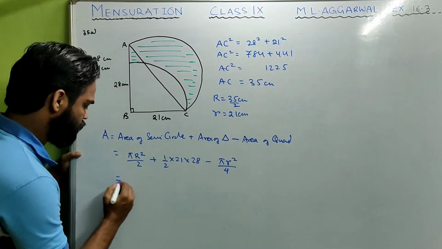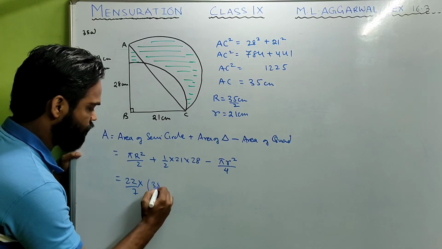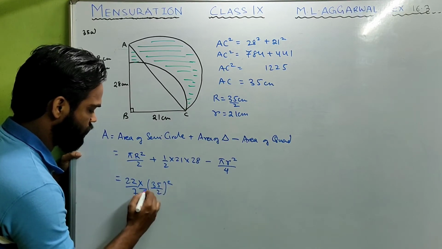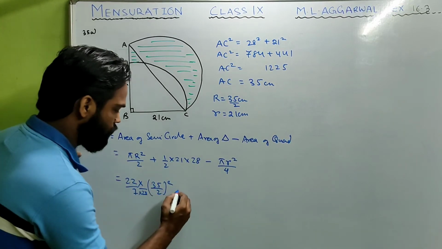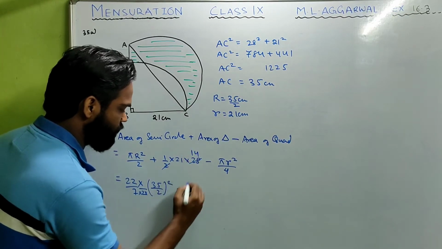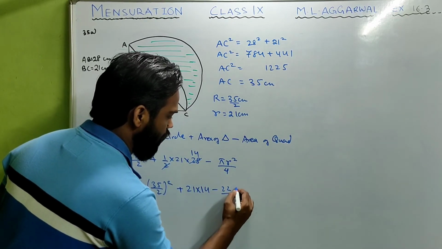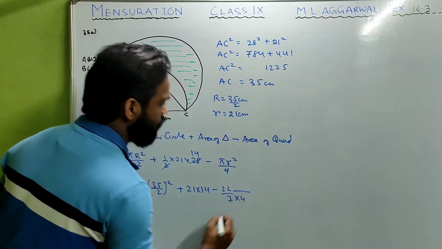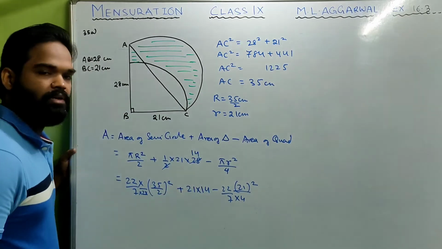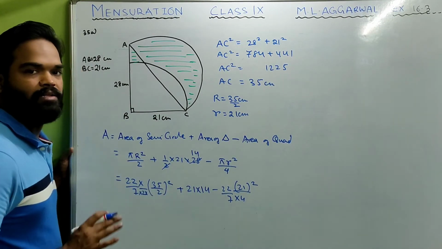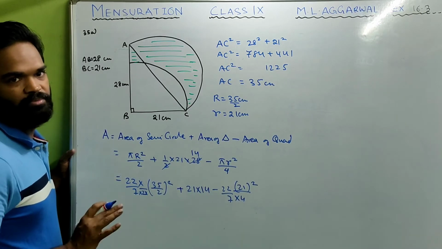Now just substitute the values, that's 22 by 7 multiplied by R, which is 35 by 2, whole square, divided by 2, isn't it? Pi R square by 2 plus half of 21 multiplied by 28, that is 21 multiplied by 14, minus pi r square by 4. What is r? r is 21. So just calculate the value, okay, and get the answer. I just gave a hint over here. Calculation, you try it on your own.